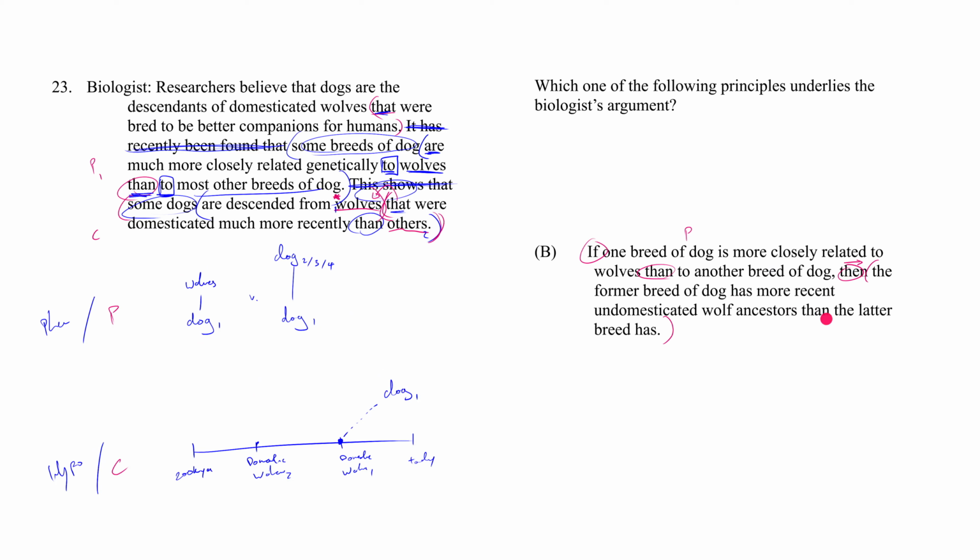Because the if-then structure, we know for PSA questions, the structure of the right answer choice is just, typically speaking, P arrow C. You can already see that the P is in the right place. We just need to make sure this actually says C, or something allows us to go to C. One breed of dog more closely related to wolves than that's D1. That's what we call D1. So B is saying, look, D1 over here, right? Dog group 1 over here. If this is true, then the former breed of dog, that's dog group 1, has more recent undomesticated wolf ancestors.